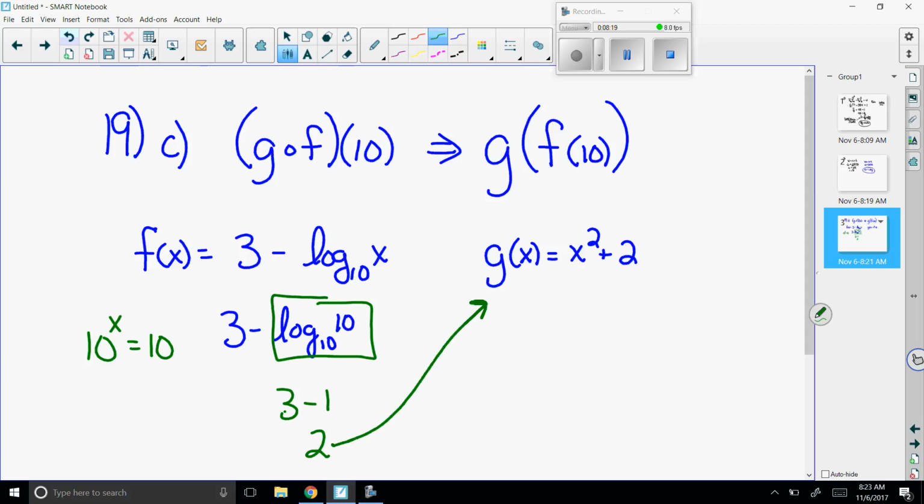And I put that in over here because now I'm asking you for G of 2, which is 2 squared plus 2, which is 6. Just a different notation of asking you something you already know how to do.